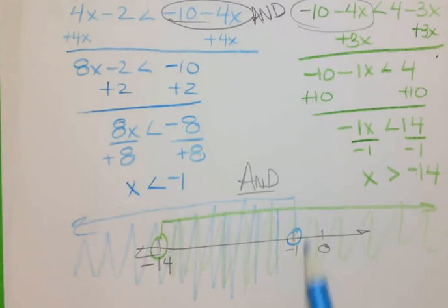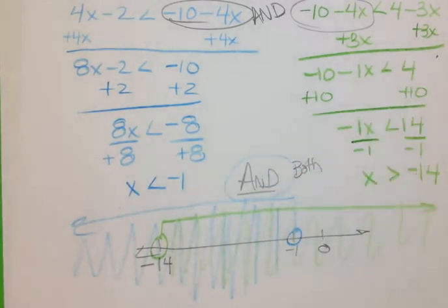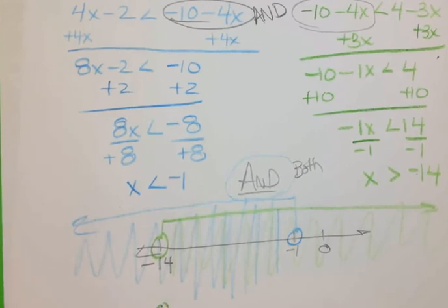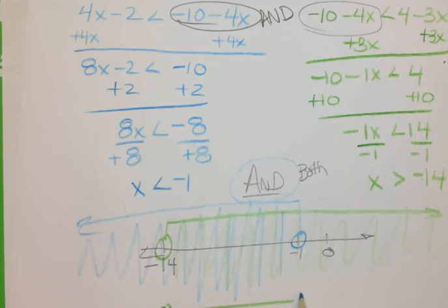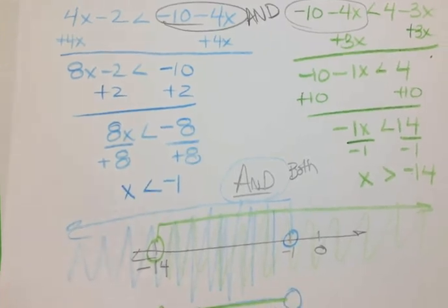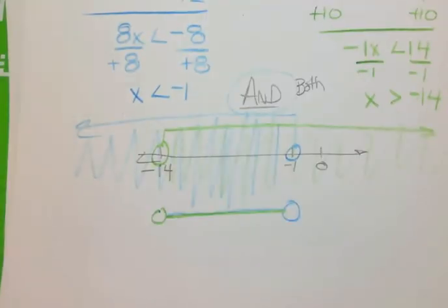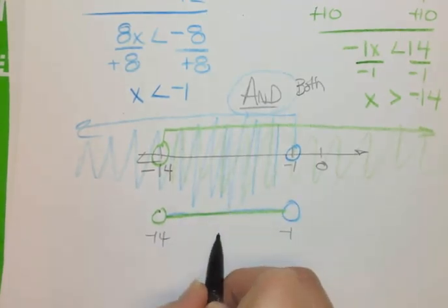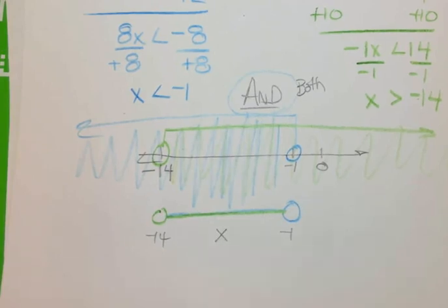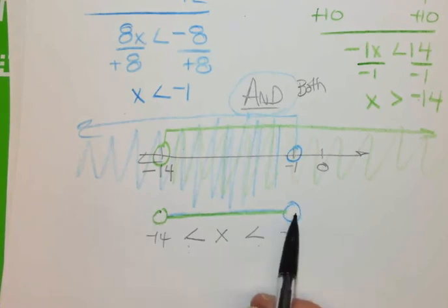Now, the answer to this question is the and. What works for both of them? Well, the things that work for both of them is everything between negative 14 and negative 1. That works for both of them. So when we write our set builder, this is our negative 14, negative 1. We're going to throw the x in the middle. It's always less than, less than. We don't underline or put the equal to because they're not colored in.